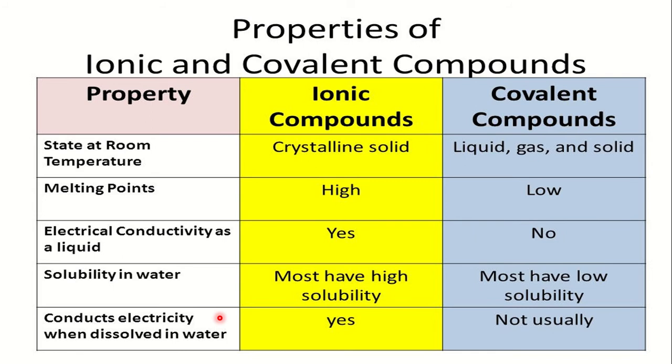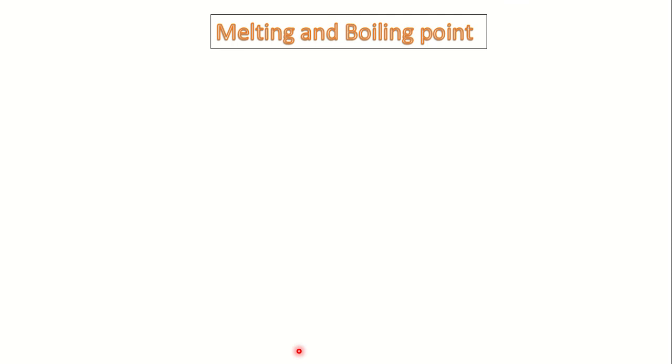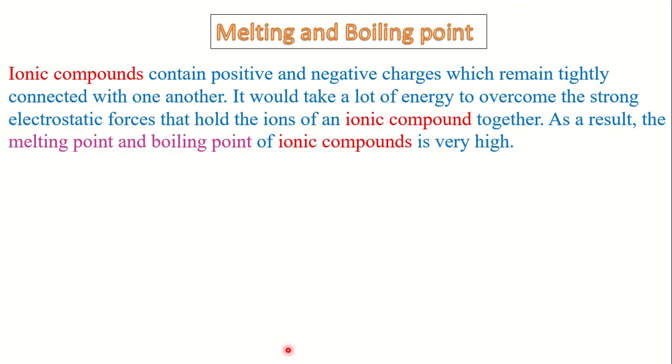Conducts electricity when dissolved in water. I told it that ionic compounds can conduct electricity in molten state or in solution. But covalent compounds, they cannot conduct electricity in their solution also. So, in this class, we will learn about melting point, boiling point and solubility into water. At first, melting point and boiling point.